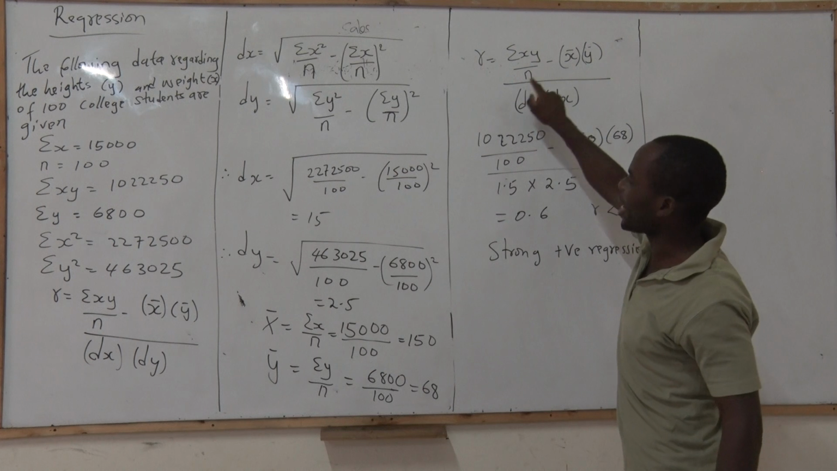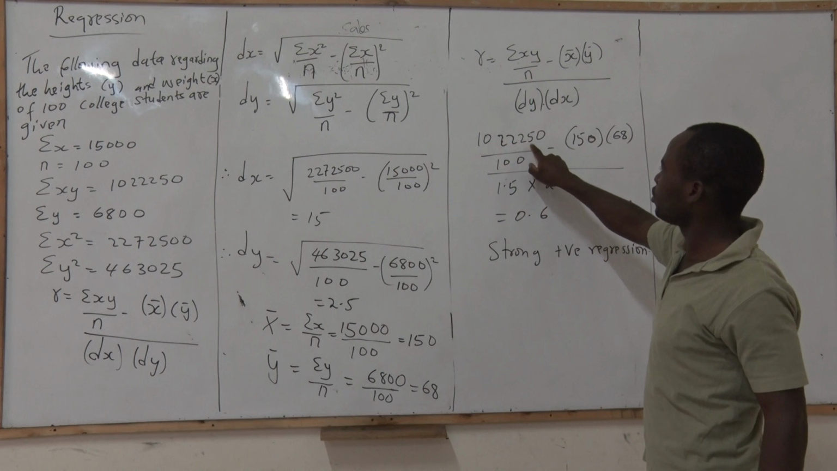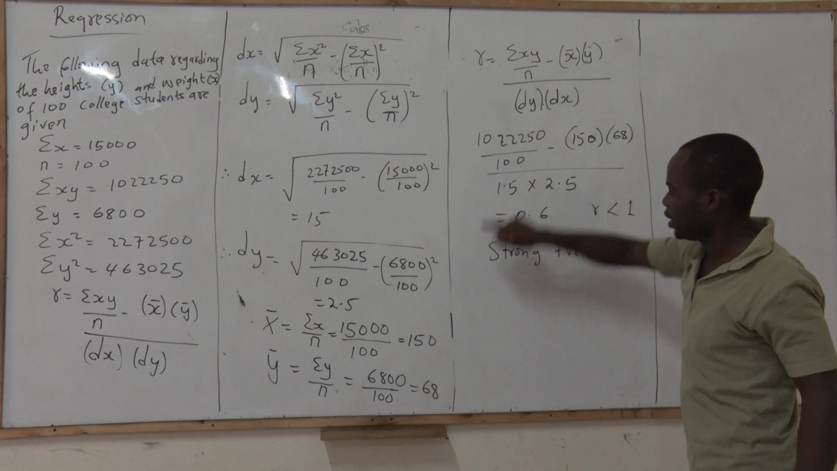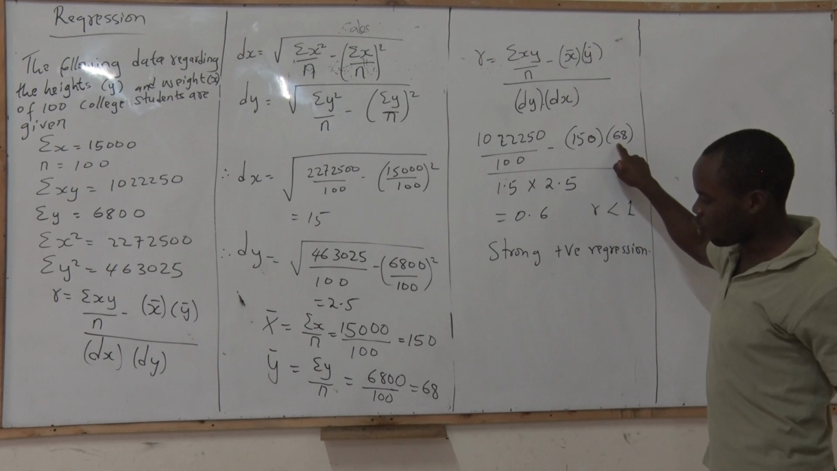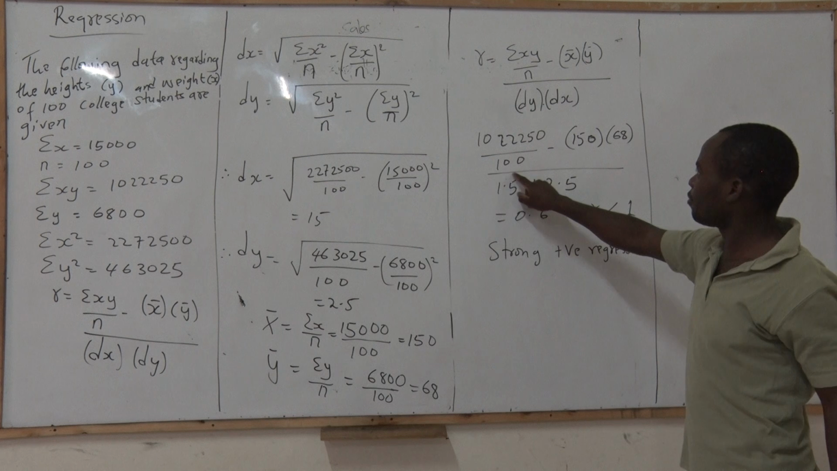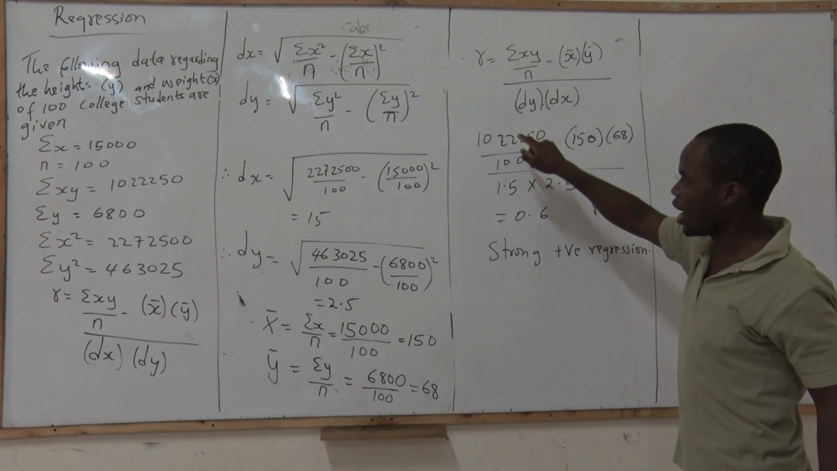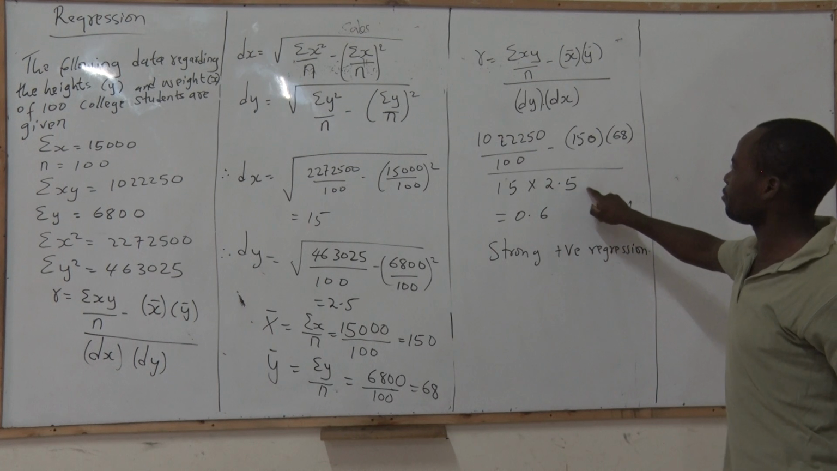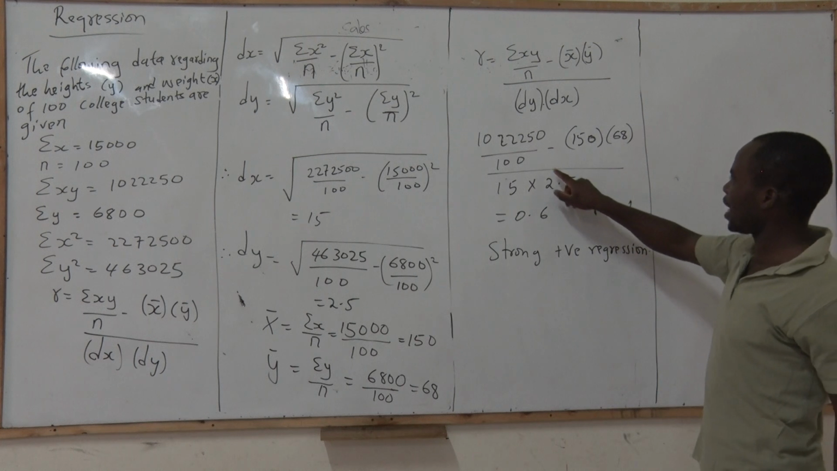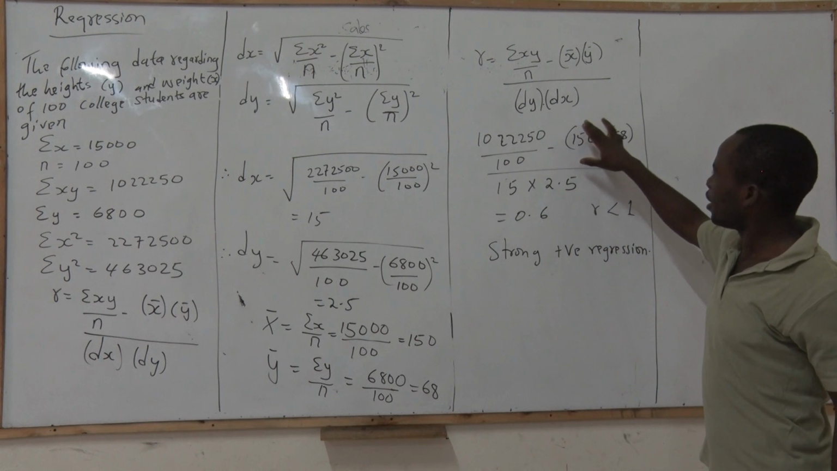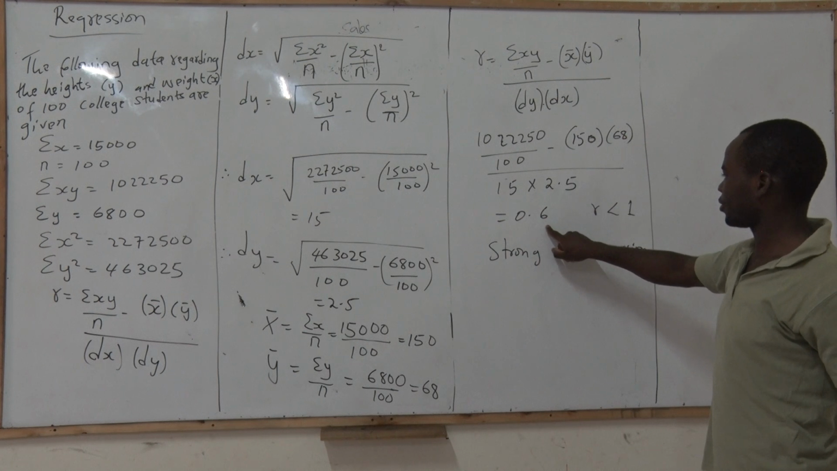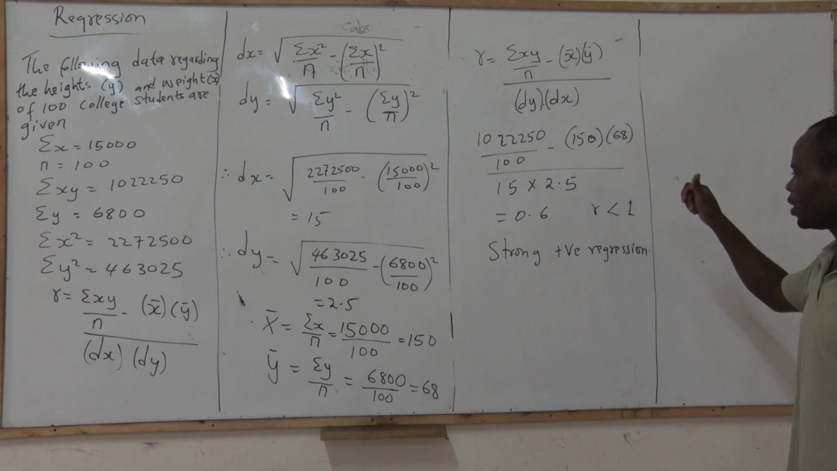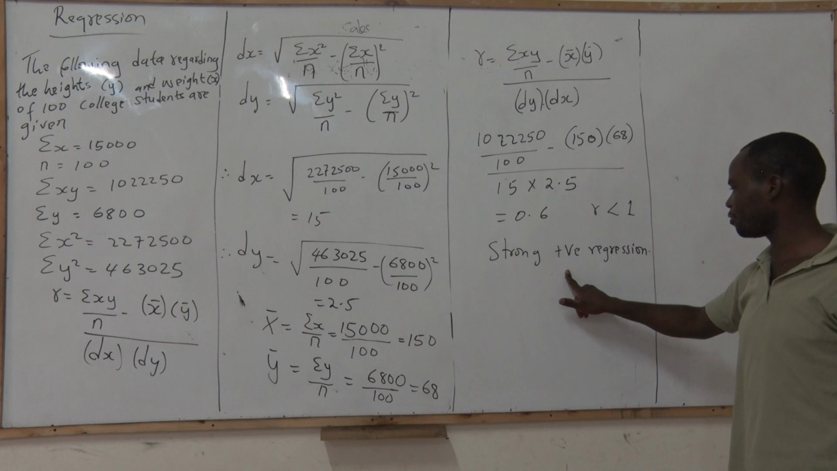The sum of xy is 10,222,250, and n is 100, minus x bar, 150, times y bar, which is 68. We divide everything by the deviation in x, 15, times that of y, 2.5. So if we multiply and solve these particular figures, we get 0.6. And 0.6 is less than 1. So this means that we have strong positive regression.